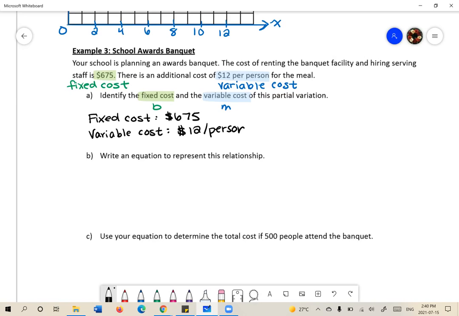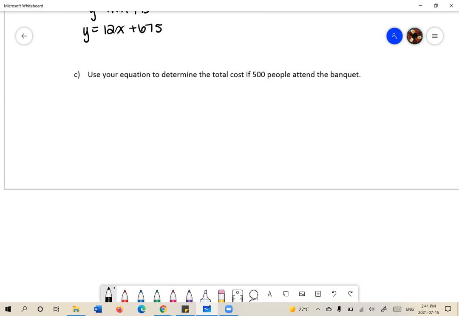Write an equation to represent this relationship. So because we have a b value, this is going to be partial variation. So the equation is going to be in the form y is equal to mx plus b. y and x will stay as variables, and our slope we found is 12, and our b we found is 675. Use your equation to determine the total cost if 500 people attend the banquet.